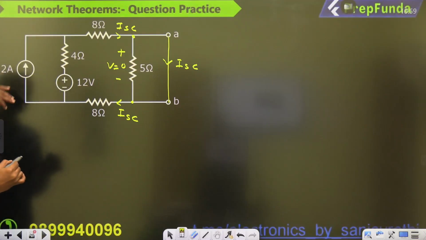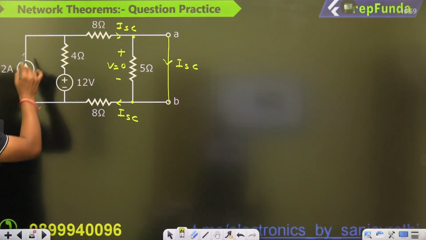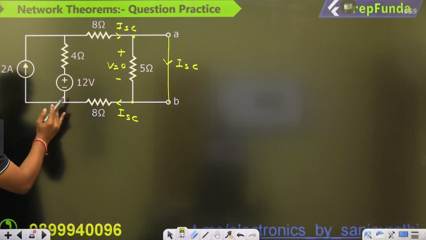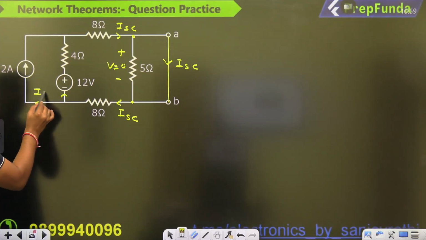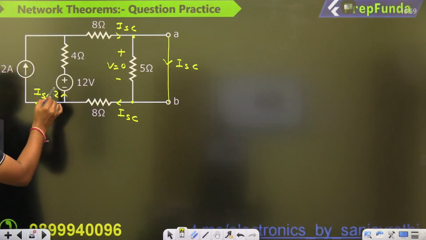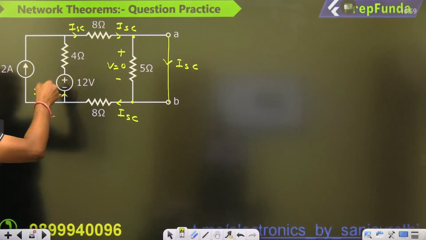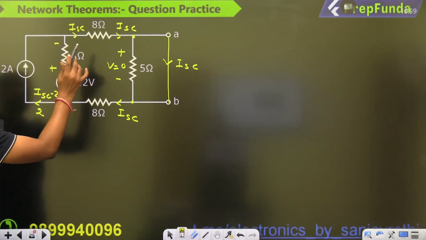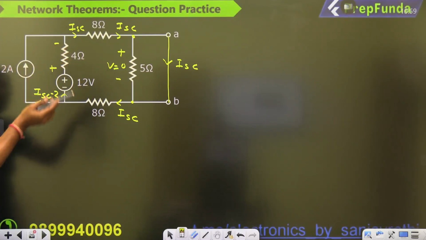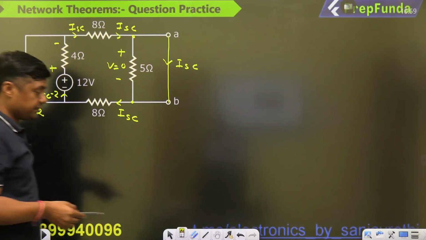And now we have the 2 ampere source here. If this is the ISC, and in this path this is the 2 ampere, what is the current here? ISC minus 2. What is the current here? Again ISC: ISC minus 2 plus ISC. So this is the plus and minus. Now you can directly write the KVL and in one step you can find ISC.